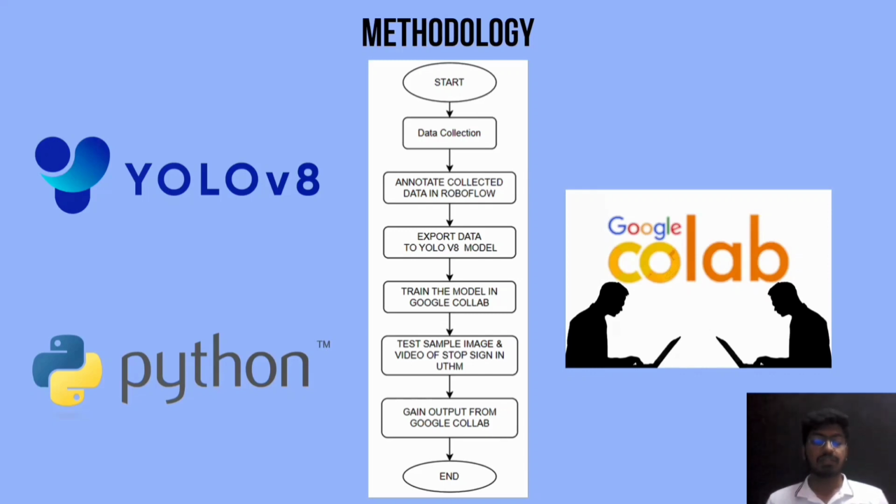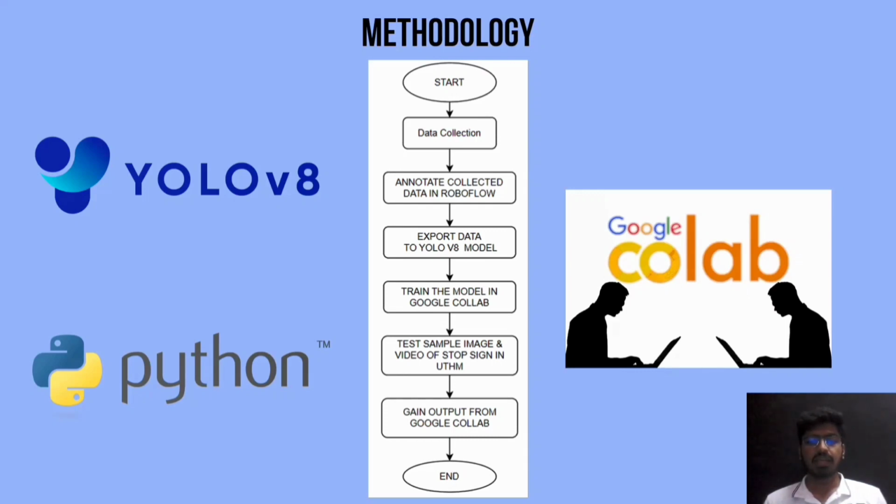For data collection, we have collected around 300 pictures, including the pictures in campus and also pictures from internet, followed by annotate collected data in RoboFlow. In RoboFlow, we have annotated the data and also we have used data augmentation to boost the number of images, followed by exporting data to YOLO V8 model in the Google Colab. Once the data is exported, we can train the model in Google Colab.